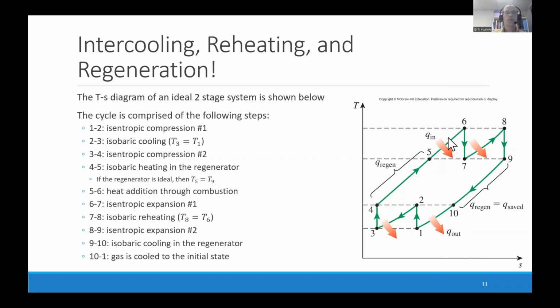Then we get to the turbines, isentropic expansion through the first turbine between 6 and 7. Then we have reheating at a constant pressure, again bringing the temperature back up to the temperature into the first turbine, so T8 equals T6. Then through the second turbine, another isentropic expansion between 8 and 9. The air then goes through the regenerator on the other side, cooling it down now. And finally, the air is returned to its initial state through constant pressure heat rejection between states 10 and 1. The TS diagram for this entire process is shown here, along with the various heats coming in and out.